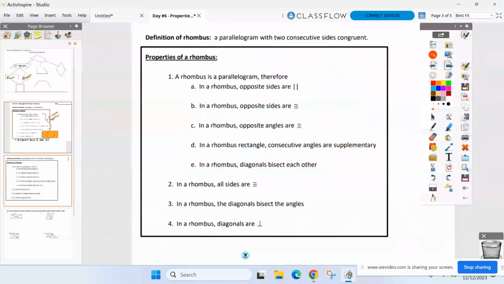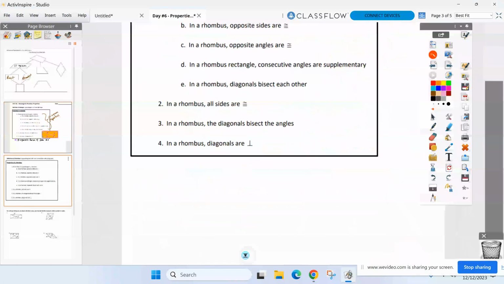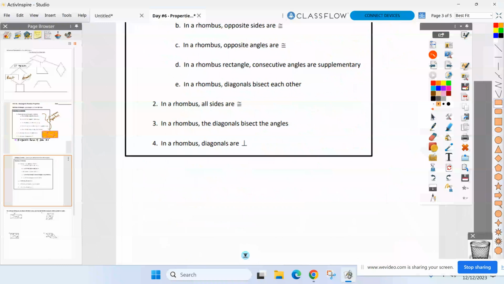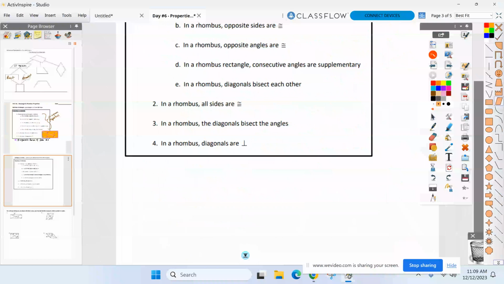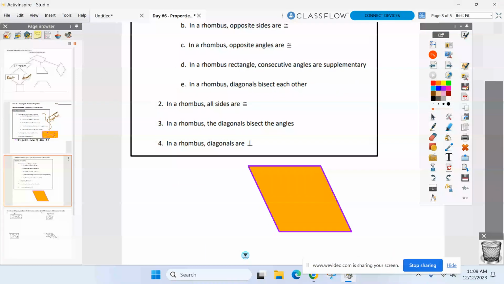All right, the rhombus also is a parallelogram. Where's my rhombus? There you go. It also subs in as my parallelogram, plus a couple extras. The first extra, all sides congruent in a rhombus. All sides congruent. That doesn't happen in a parallelogram, and it doesn't happen in a rectangle. Only for the rhombus, all sides equal.